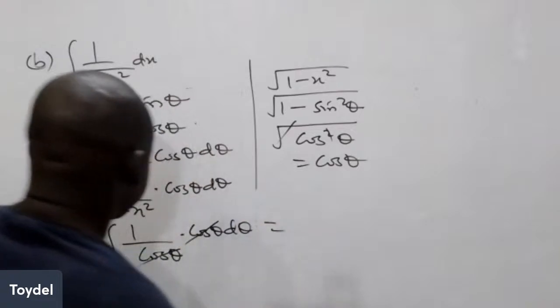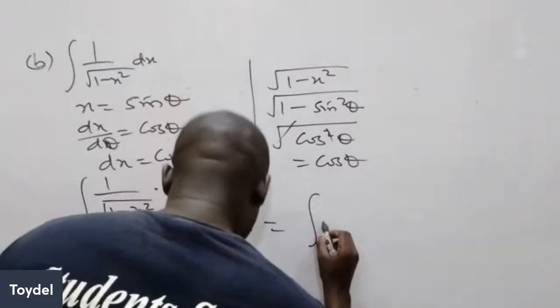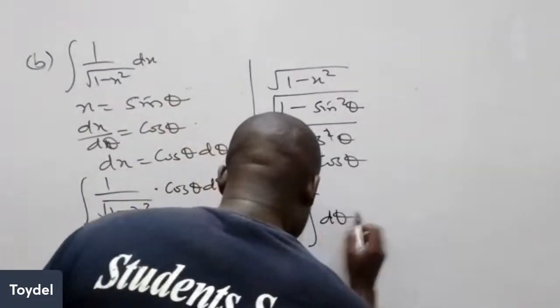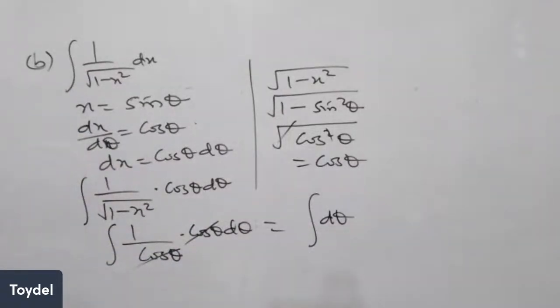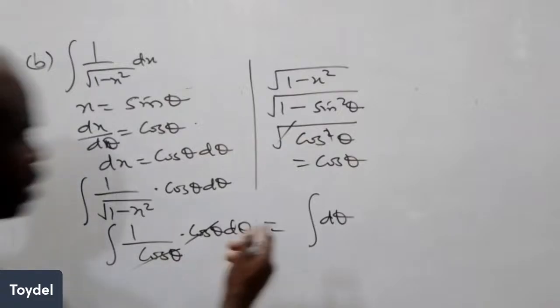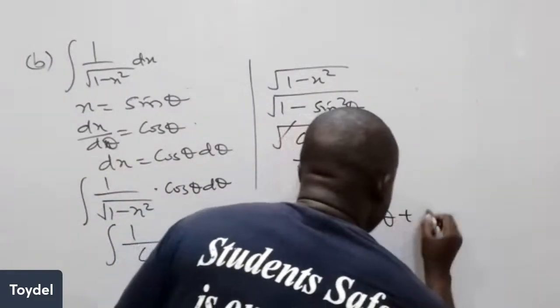At the end of the day, what am I going to have? I will have integral d theta. That's what I'm going to get there. Then if I integrate d theta, I'm going to have theta plus arbitrary constant.